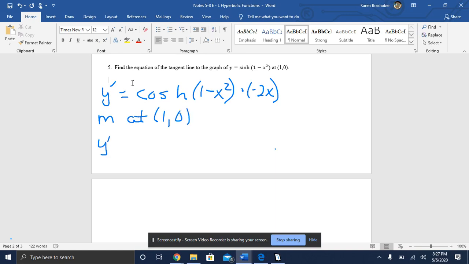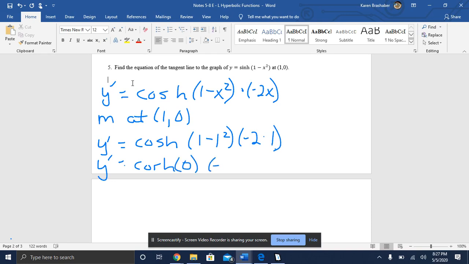So y prime would equal hyperbolic cosine of 1 minus 1 squared times negative 2 times 1. And so here we're going to have to do the hyperbolic cosine of 0. And so at this point, you might be thinking that there's a button on your calculator, but actually, you're going to need to use the definition of hyperbolic cosine that I gave you at the beginning.